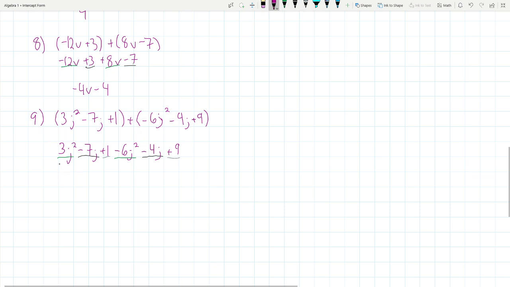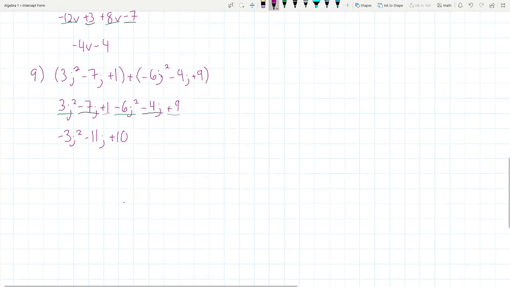So I start combining like terms. So I go 3j squared minus 6j squared is negative 3j squared. All right. Have I taken care of all the j squareds? Yes. Okay, now I move on to my next term. I go, okay, negative 7j minus 4j. It's going to give me negative 11j. Have I taken care of all the j's? Yes. Okay, I can move on to the next thing. So I go 1 plus 9 is 10, so plus 10. And that's my final answer.